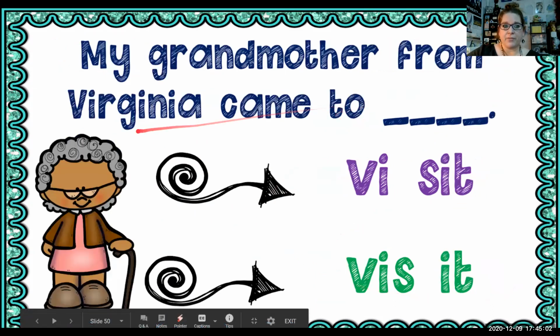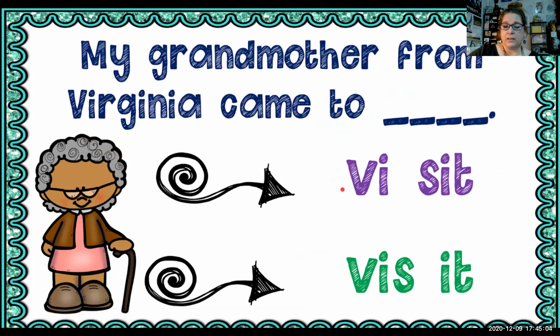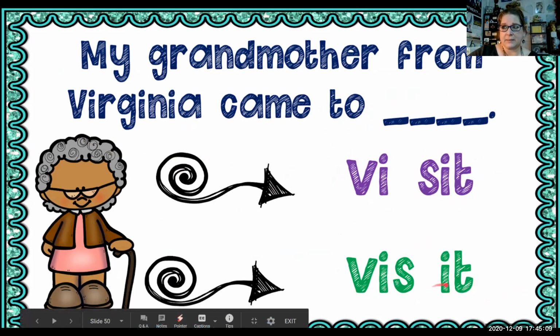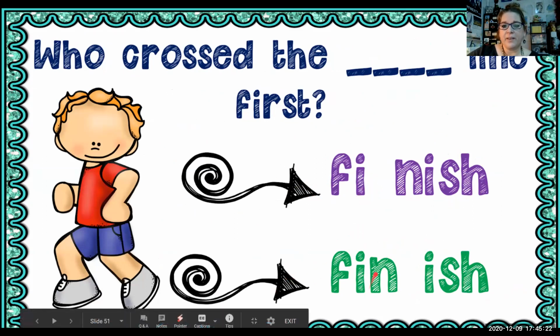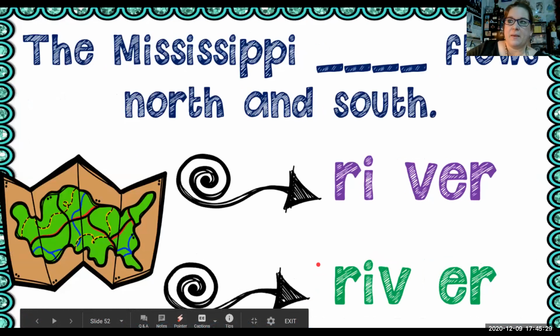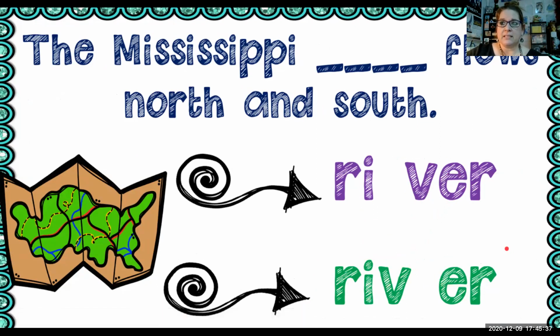My grandmother from Virginia came to visit, or visit. She came to visit. Who crossed the finish line first, or finish line first? The finish line. The Mississippi River, or river, flows north and south.